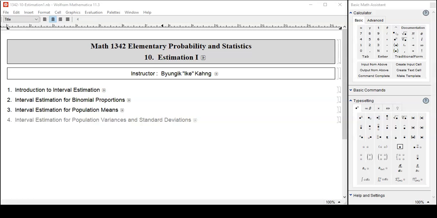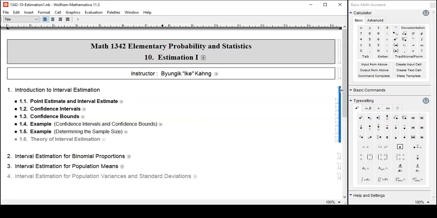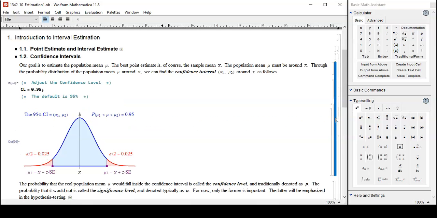Hello students, welcome back. We went through confidence intervals. The next topic is upper and lower confidence bounds. A confidence interval looks like this.